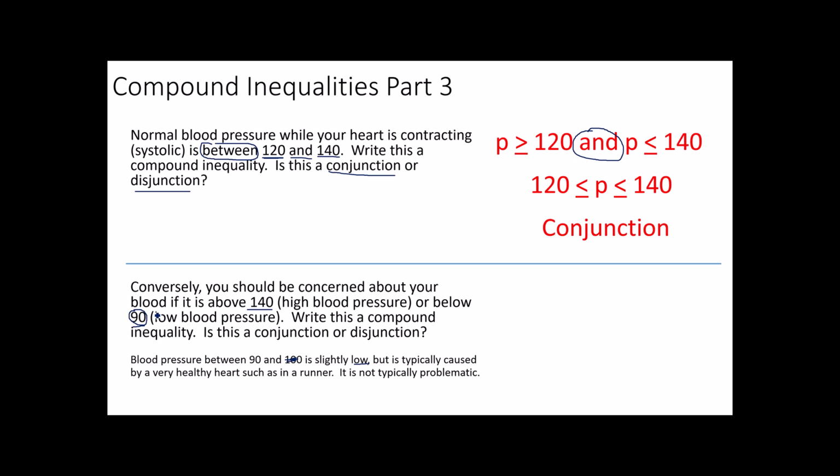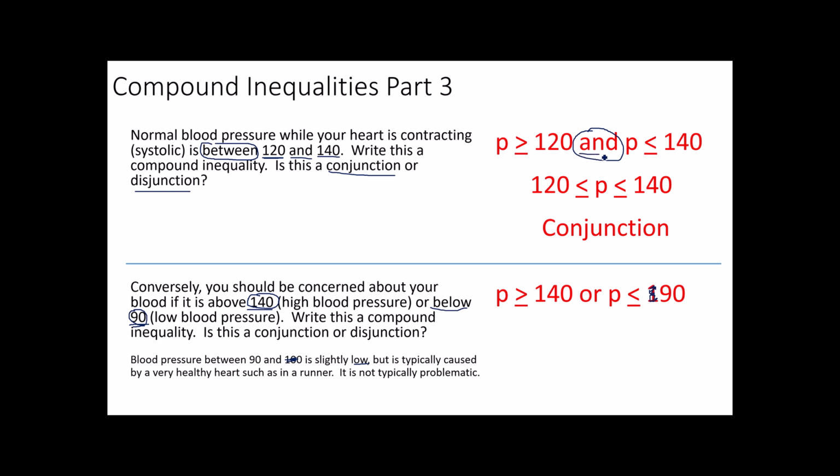Notice that you have two different problems. If you are above 140, it's a problem. Or if you are below 90, it's a problem. You don't have to have both of those things in order for it to be a problem for you. As long as one of those conditions is showing up, your doctor is going to be very, very concerned. So we could write that as your blood pressure is greater than or equal to 140, or your blood pressure is less than or equal to 90. Either of these represents a problem.